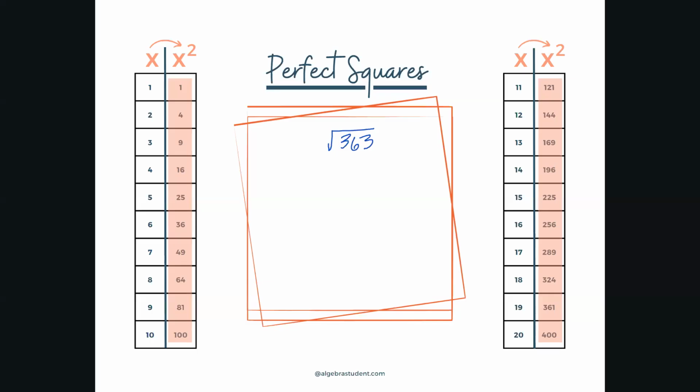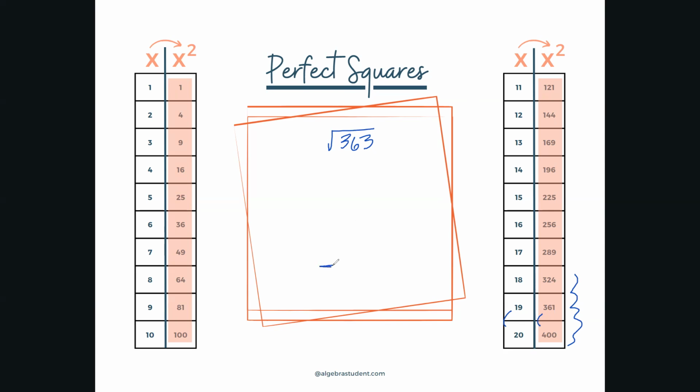Let's look at simplifying the square root of 363 using perfect squares. So I'm going to start off by looking for 363 over here. And I see that it would be between here and here, right? The square root is a number between 19 and 20, but it's not on the chart. That means this is not a perfect square.